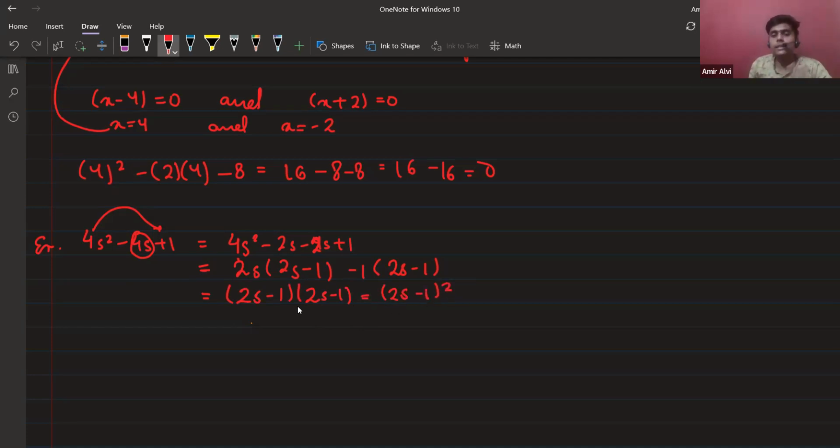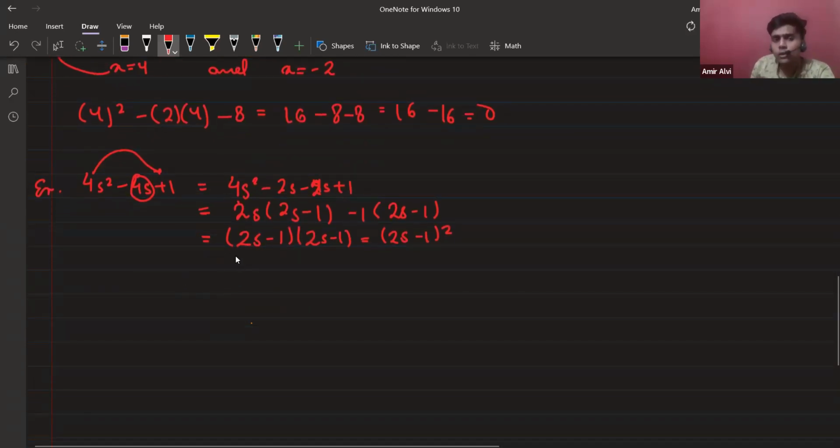I'm just telling the identity. That's an identity. Yes or no? Yes. Now what will you do with these factors? S is equal to 1 by 2. Very good.